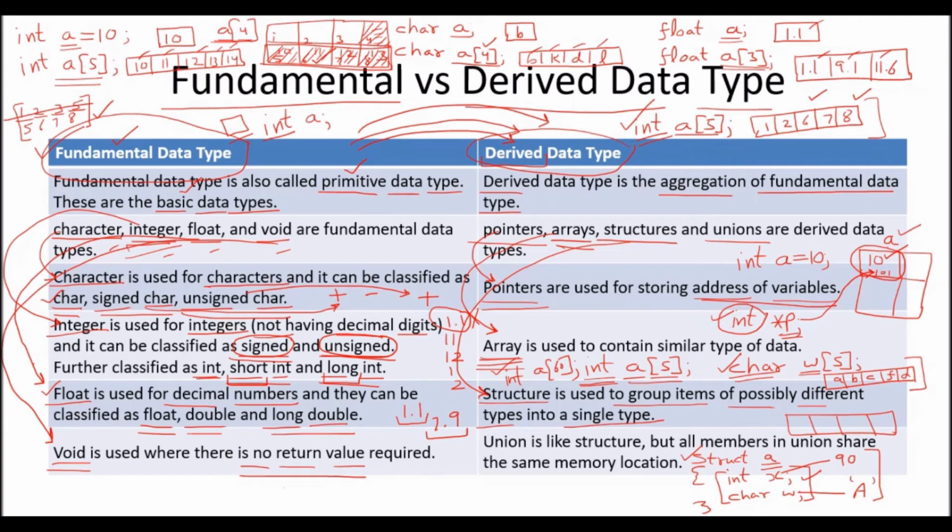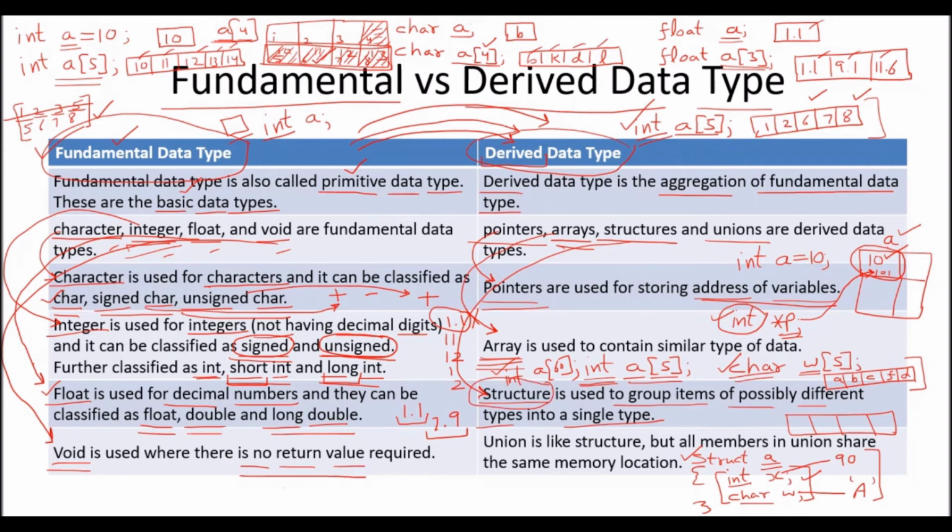Simply understand, whenever we want to store different types of values like integer, character, integer, float, character, any combination, that is possible with the help of a structure.